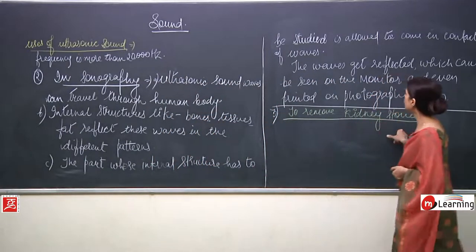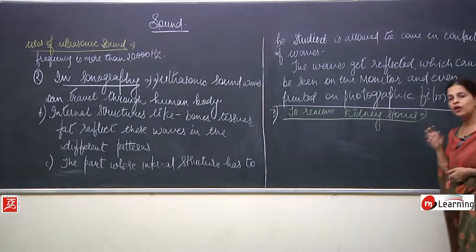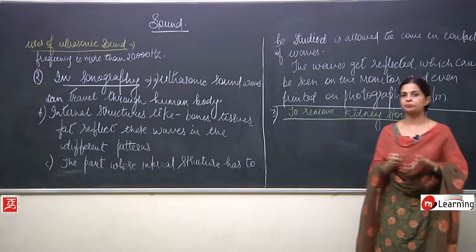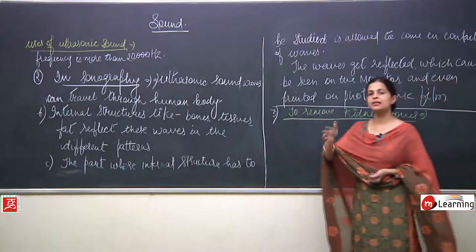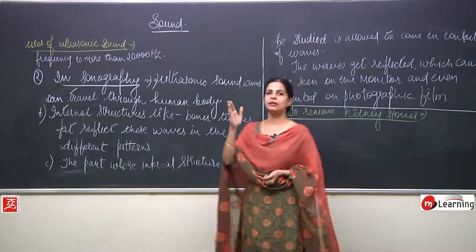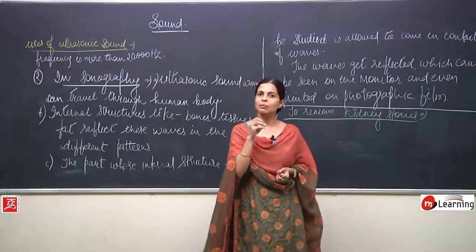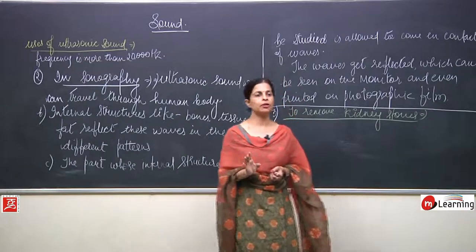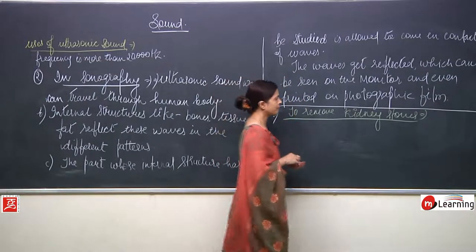To remove kidney stone, what is done? Ultrasonic sound waves are passed, and when these waves are passed, they break the stone into smaller and smaller particles, and these particles can be flushed out through the urine. Okay, very simple thing.